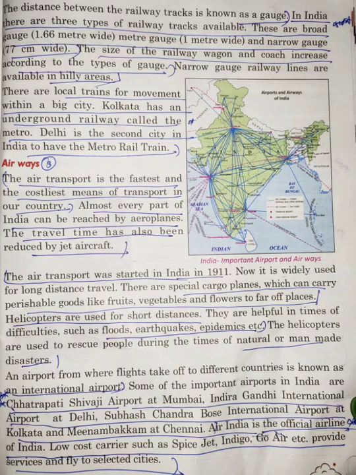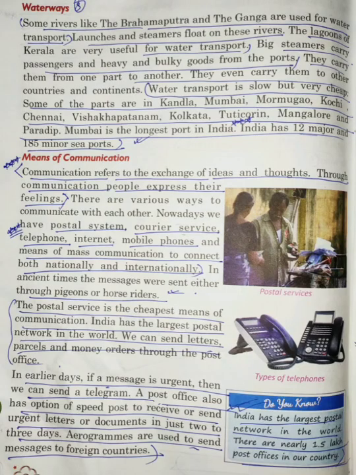India also has an official airline called Air India, and there are many other low-cost carriers or airplanes such as SpiceJet, IndiGo, Go Air, etc. that provide services and fly to selected cities.